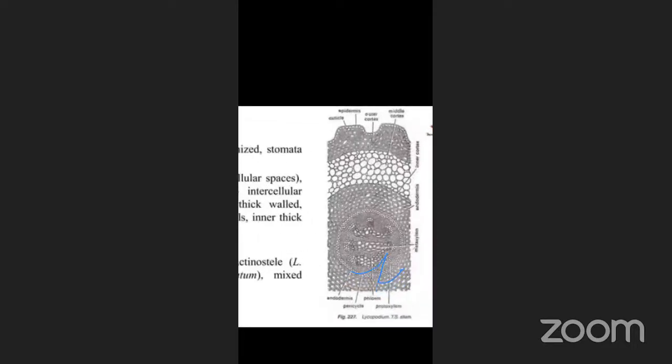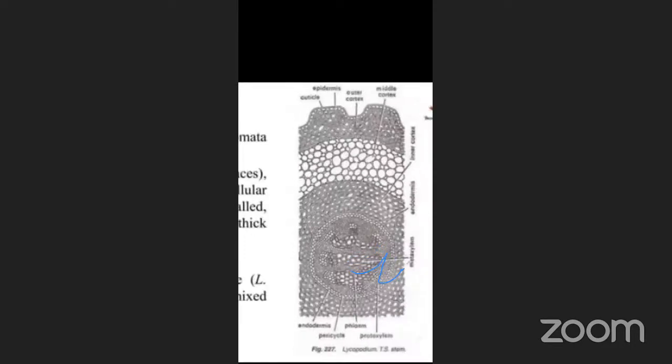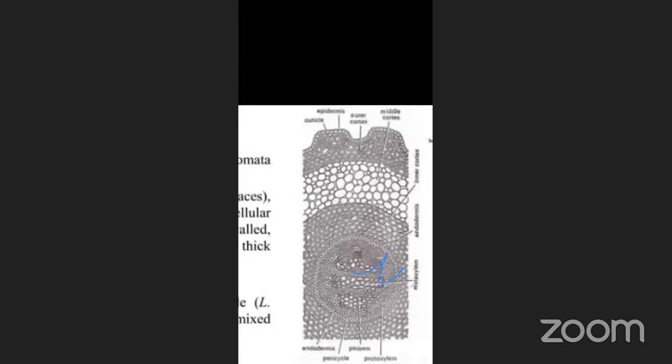The epidermis is a single layer, and some stomata are also present. The cortex is well developed, made up of parenchyma cells. The cortex is divided into three zones: the outer cortex, middle cortex, and inner cortex.